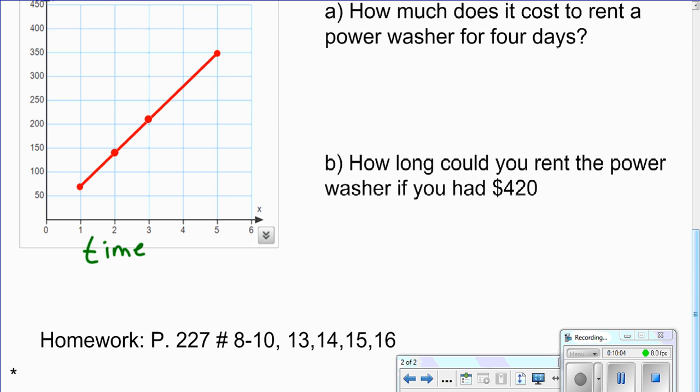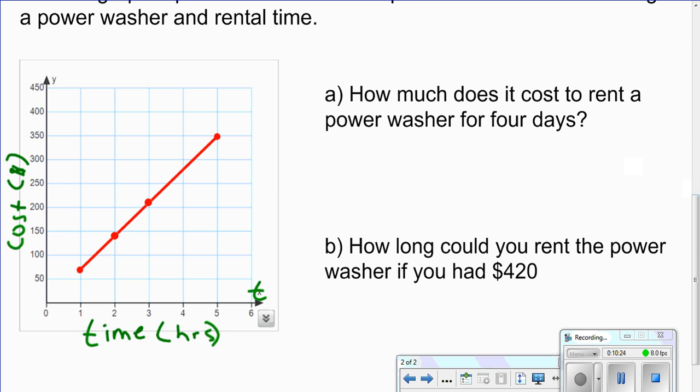So until we learn how to time travel, time is an independent variable. And so let's measure this in hours. And then the dependent variable will be cost. And that's going to be measured in dollars. So the cost is going to depend on the amount of time that you rent the washer for.